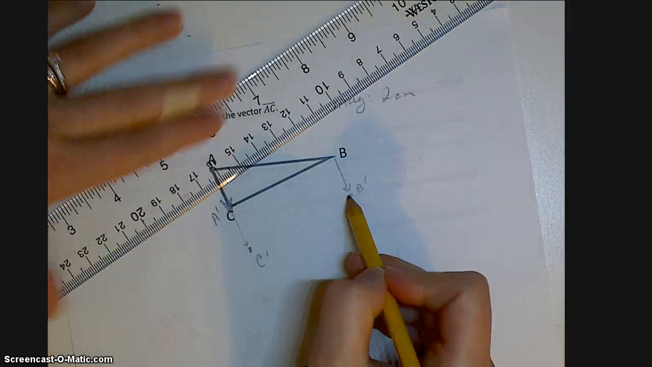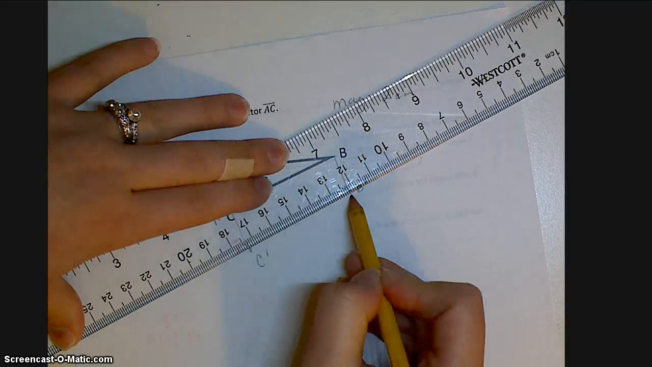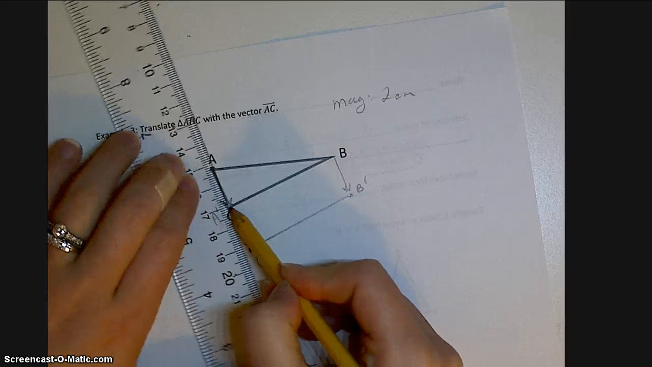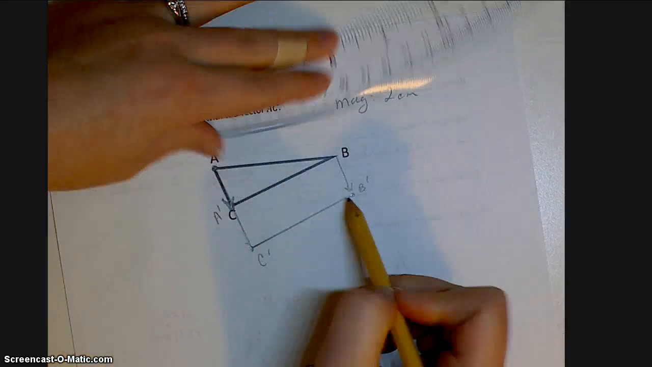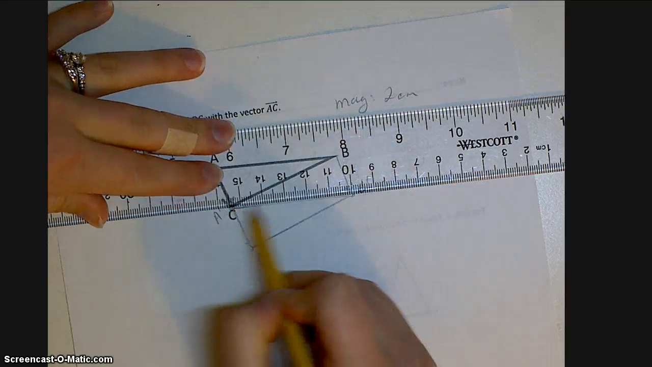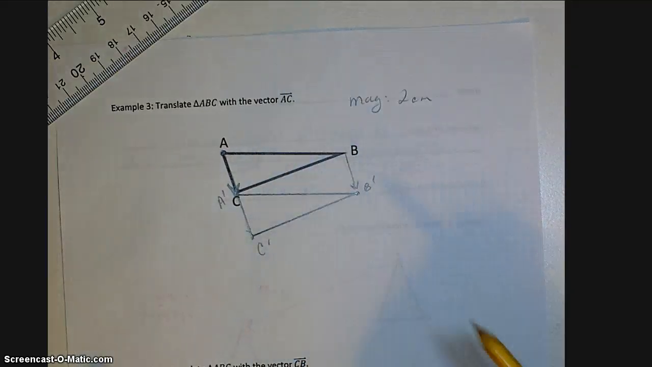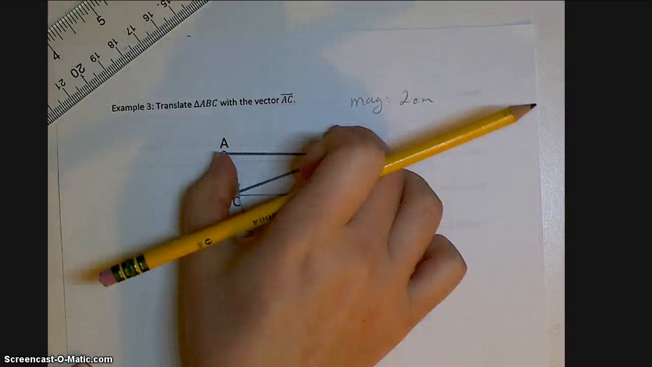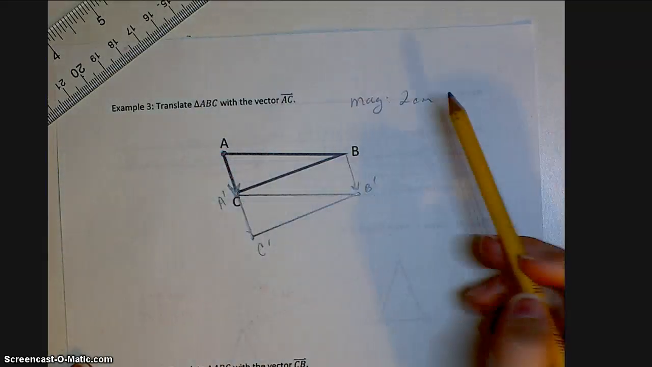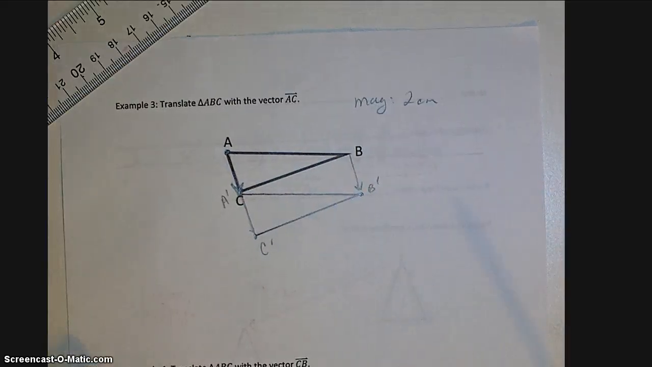Same as the last problem, I'm then going to connect my 3 points. So my final image should look exactly like the pre-image. The only thing that we're doing to this is sliding it by a given magnitude and a given direction. Okay, so this is how you're going to translate figures given a vector using a ruler and a pencil.